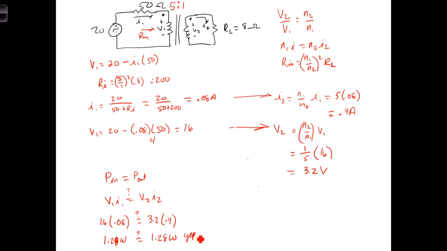And again, what did we do here? That 50 ohm resistor made it so that we had to calculate the input resistance using the equivalent resistance reflected back through the transformer.